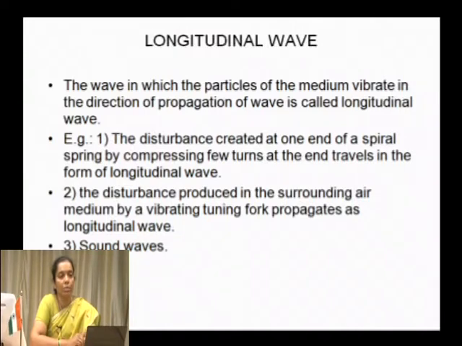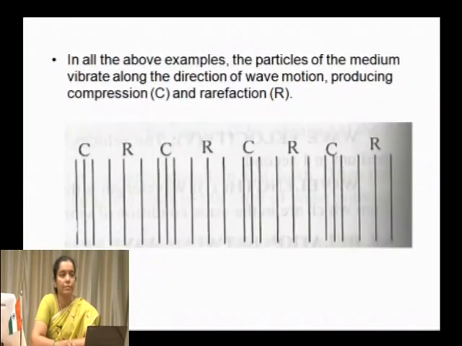The other example for longitudinal waves is a spring of a particular pitch. If a few turns at one end are compressed and released, the disturbance travels throughout the spring. That is also an example of a longitudinal wave. Both the disturbance as well as the wave propagation are in the same direction. Another example of a longitudinal wave is a sound wave.